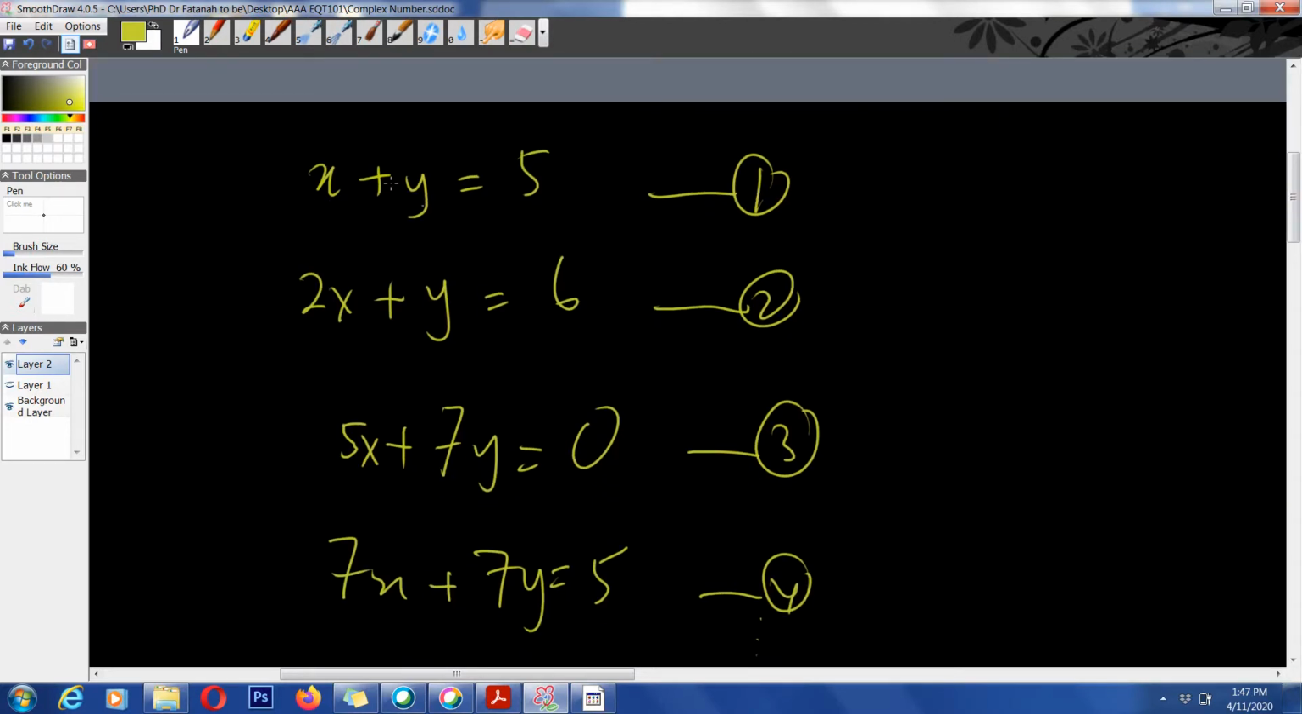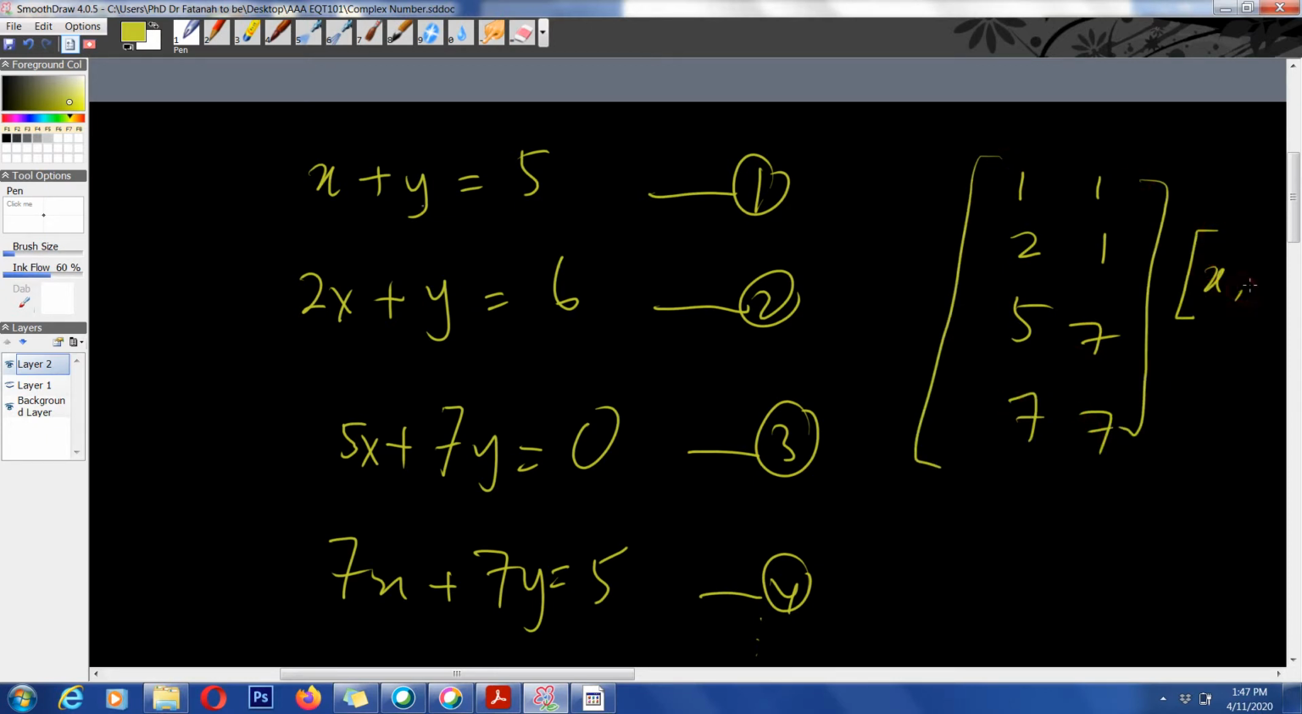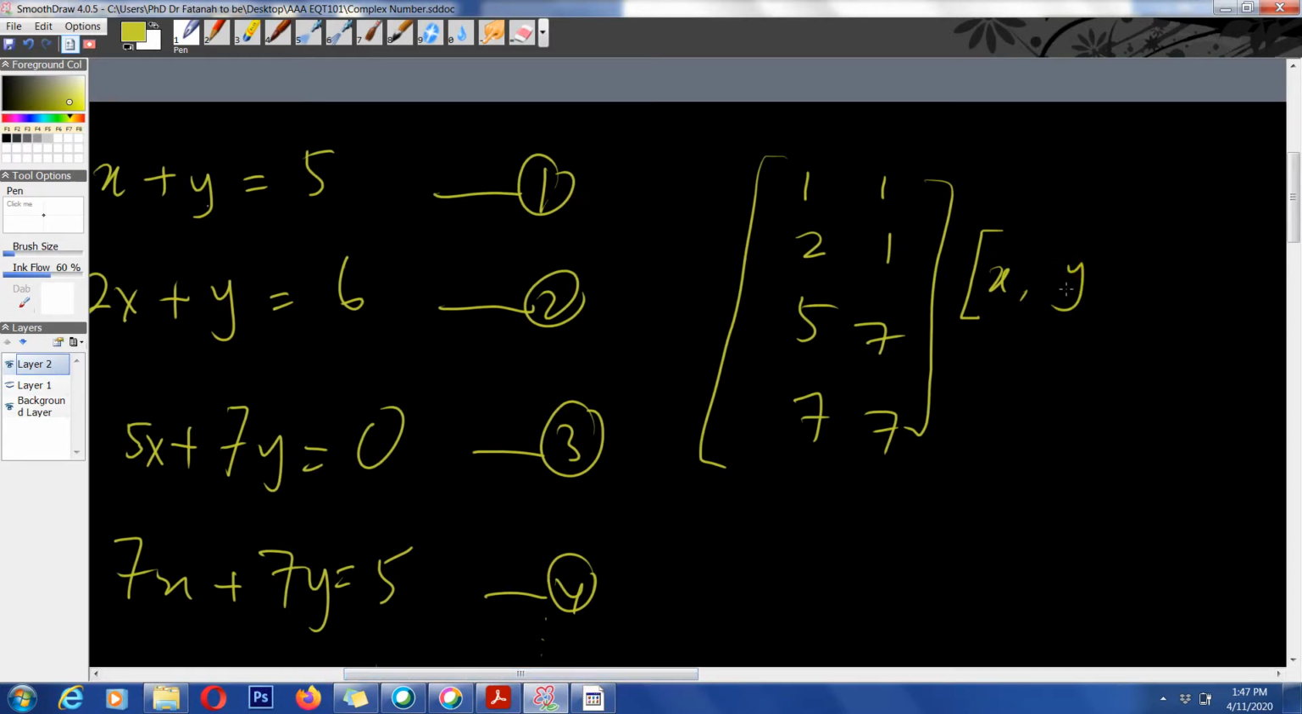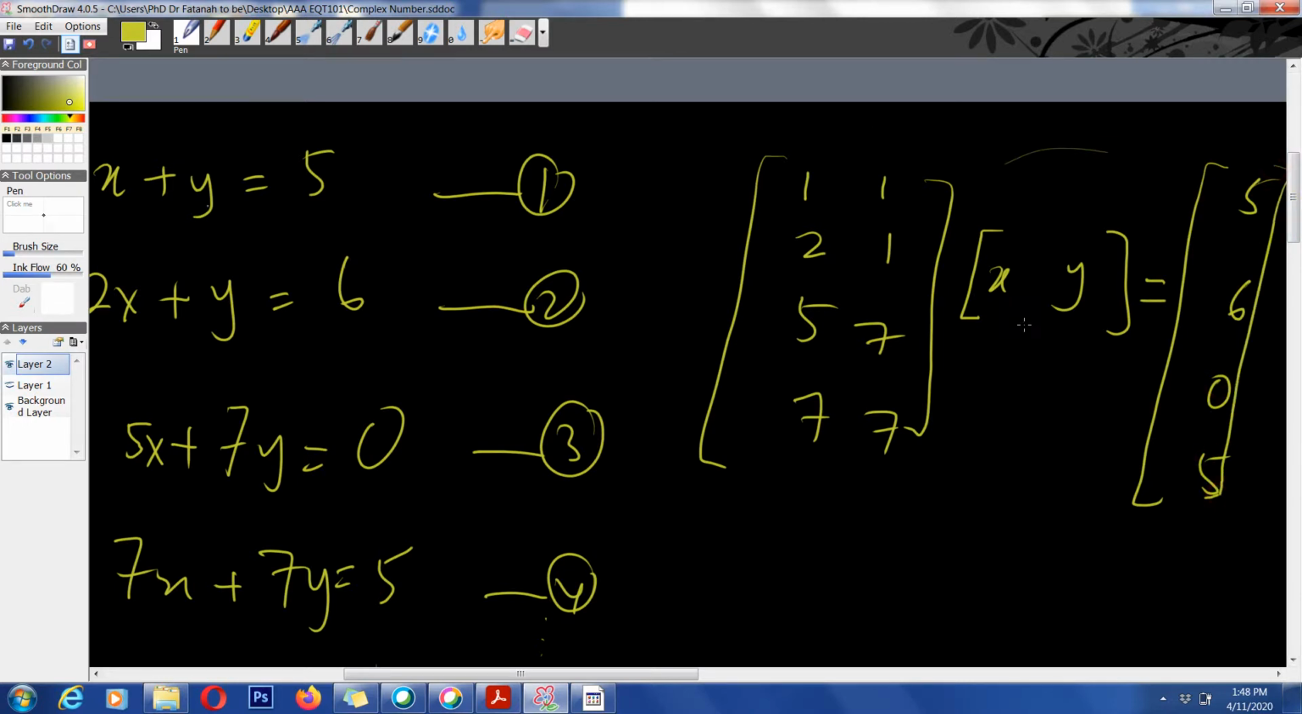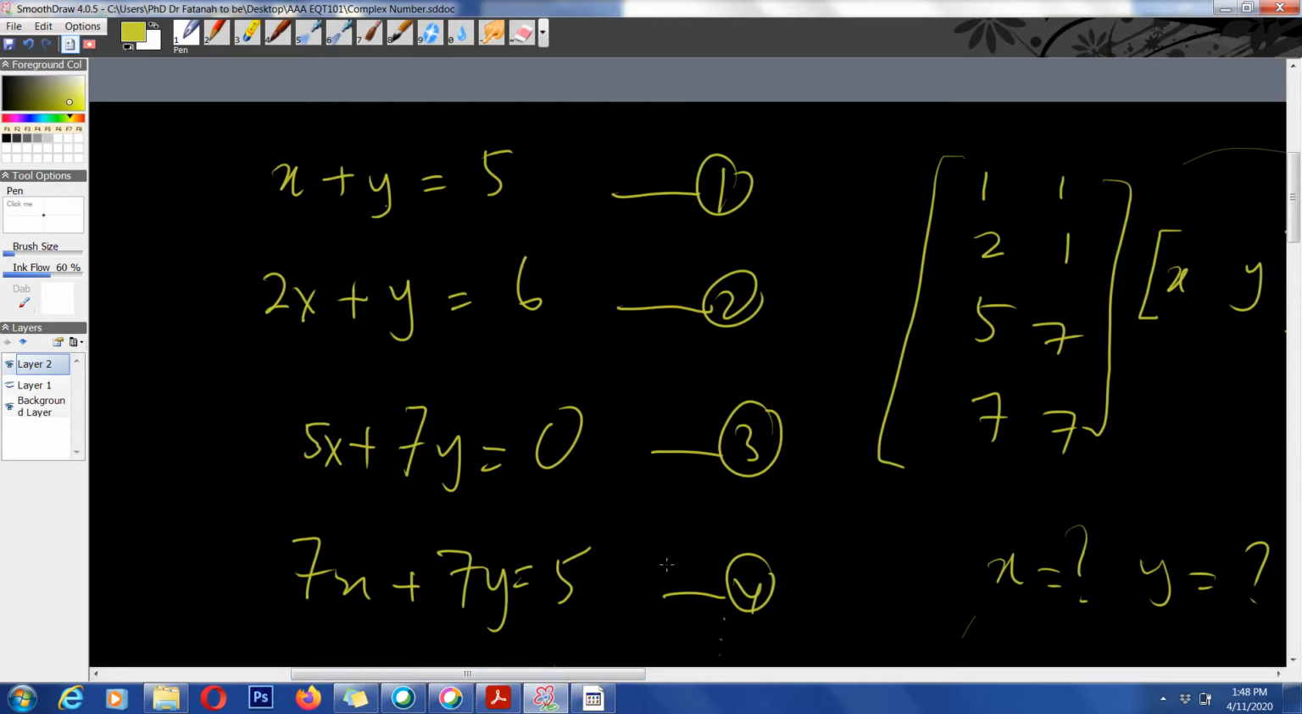How can we solve this? You just represent the coefficients, 1 1, 2 1, 5 7, and then we have the variables x and y, which equals 5, 6, 7 and 5. From this we can learn later how to solve it and get the values of x and y that satisfy all these conditions.